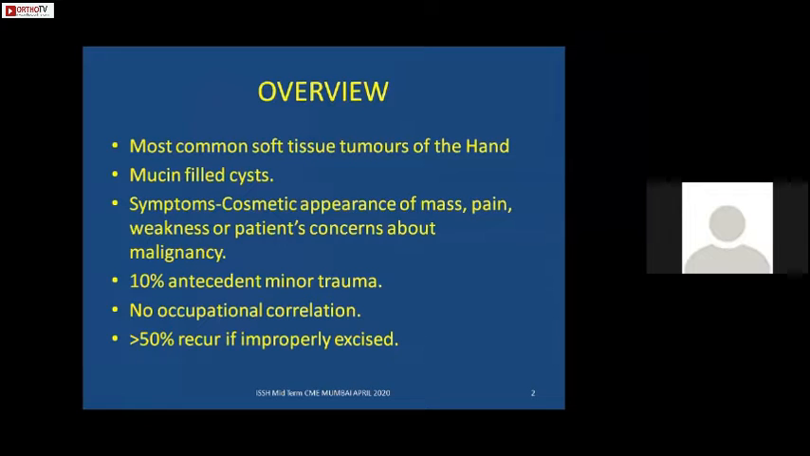We'll be speaking on excision of ganglion and the surgical tips. Ganglion being the most common soft tissue tumors of the hand. These are mucin-filled cysts. Patients usually present with symptoms of cosmetic appearance of the mass, pain, and weakness. And many a times, patients usually have concern about potential malignancy source.